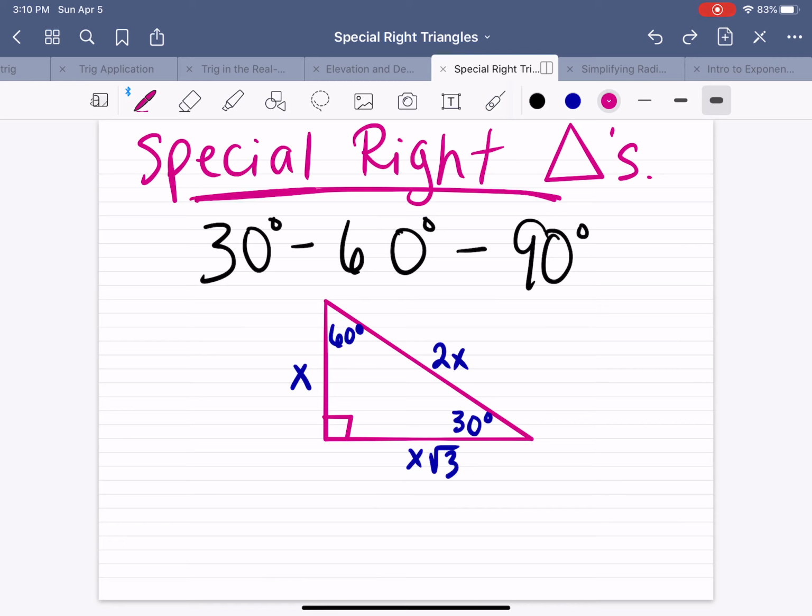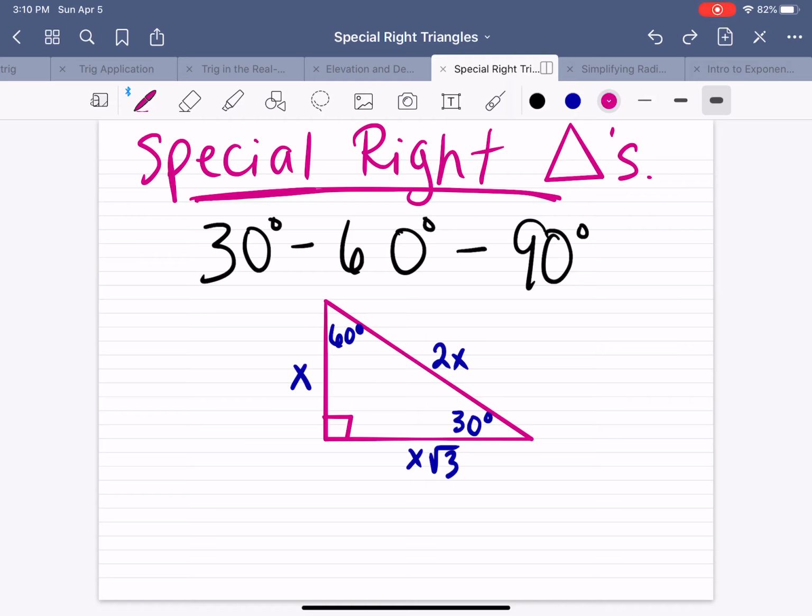There are two special right triangles: the 30, 60, 90 and the 45, 45, 90. Let's talk about the 30, 60, 90. This triangle has special relationships with the angles and the sides. We're going to use these properties and relationships to help us find missing sides for these right triangles.